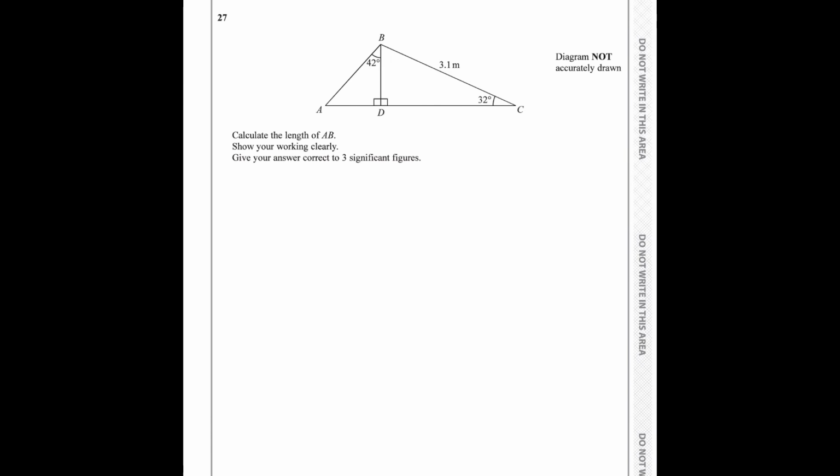This is the last question, for a total of 5 marks, so that's pretty awesome. Let's understand this. They're asking you to calculate the length of AB, which is this distance here. You just need the height to be given to you. So you're going to split this triangle into B, D, and C. You have 3.1 meters and you have 32 degrees.